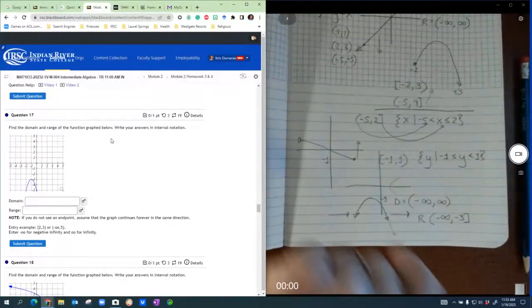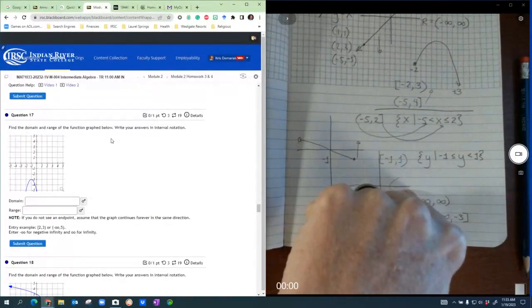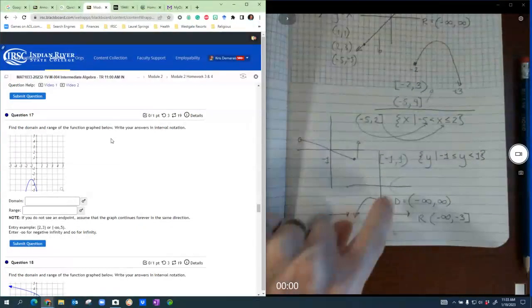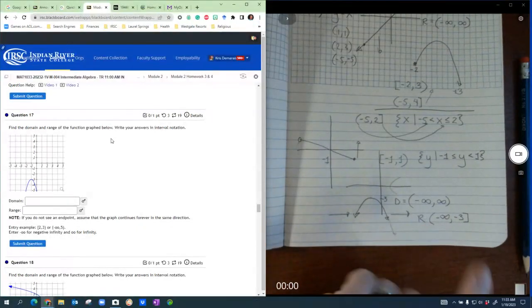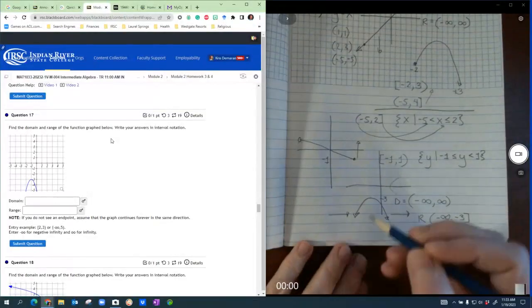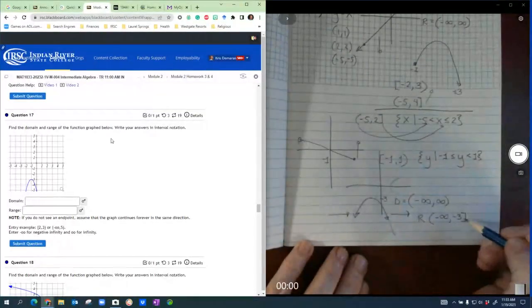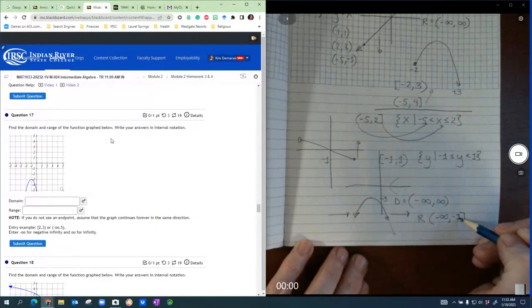All right. So the domain is always negative infinity to positive infinity for quadratics, meaning U-shaped looking figures. And then the range, if it's going down like this, is always going to be negative infinity to where it stops going up.